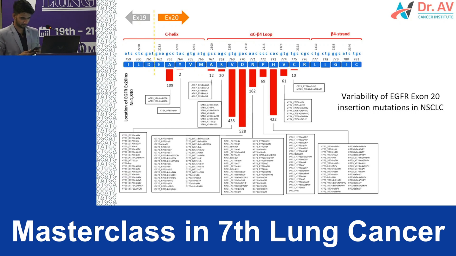But if we are able to identify the patients who have C helix loop alterations, from the location of 761 till 774, those patients may benefit from the first generation TKI or the third generation TKI. So you can help them and avoid the amivantamab treatment, which is a costly affair. Next slide, please.